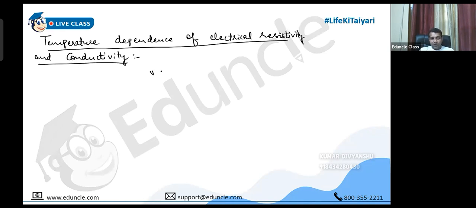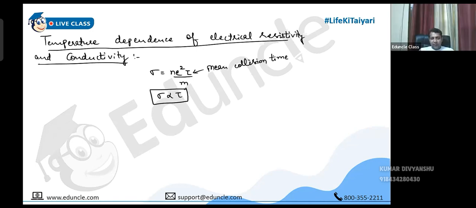Now, first of all, conductivity is given by this formula. It comes from the microscopic form of the formula J equal to sigma E. Tau is the relaxation time or mean collision time. We can see that sigma is directly proportional to tau, because everything else is constant. Of course, m is somewhat variable, but that doesn't change too much. So sigma is totally dependent upon tau.